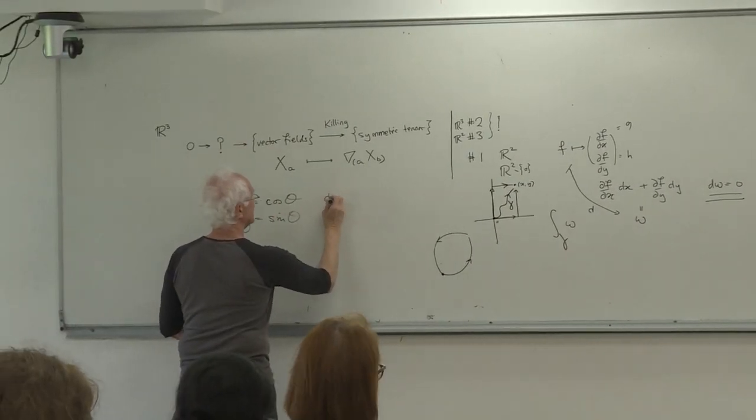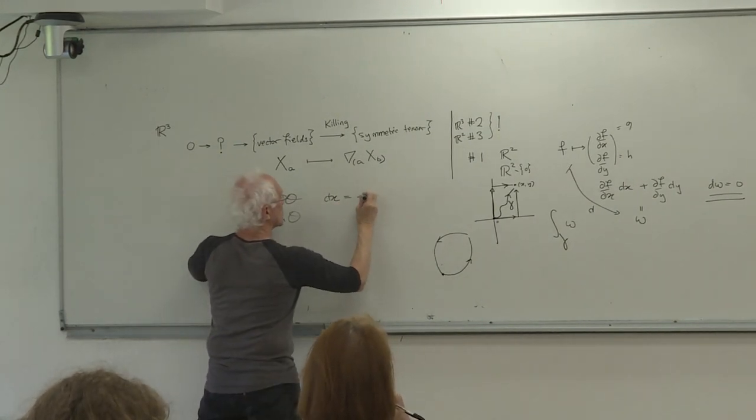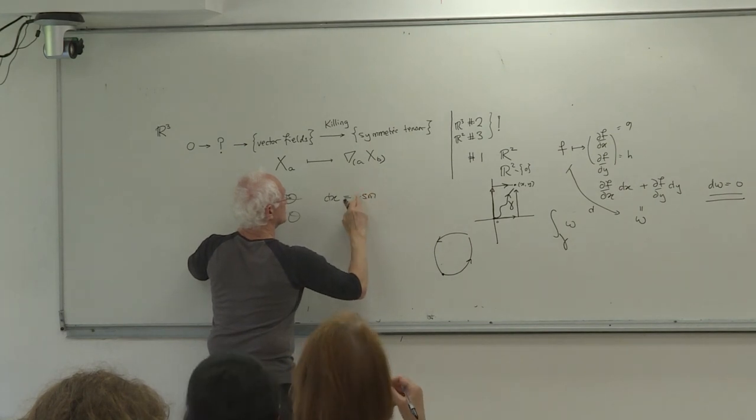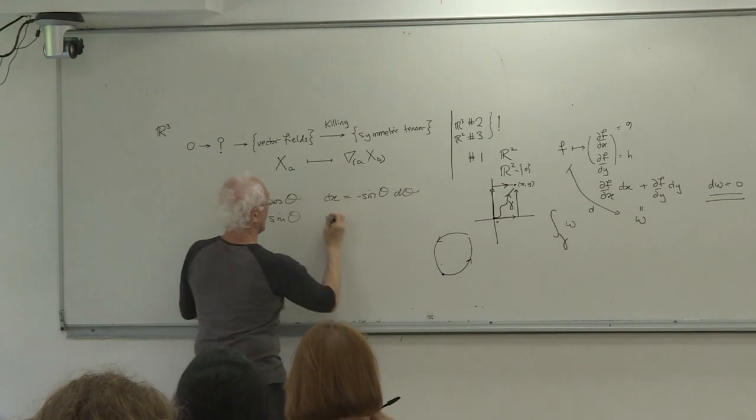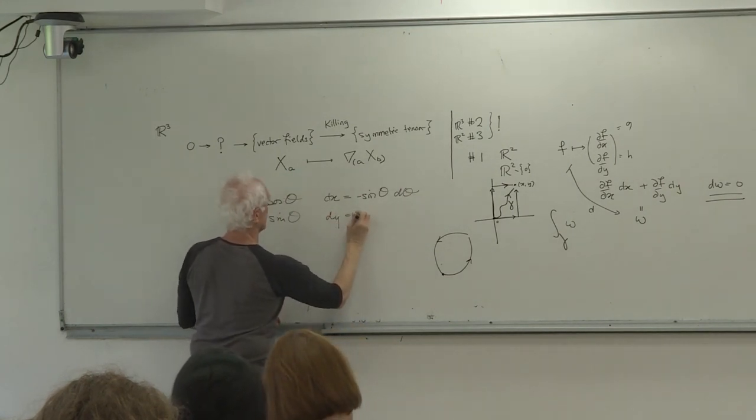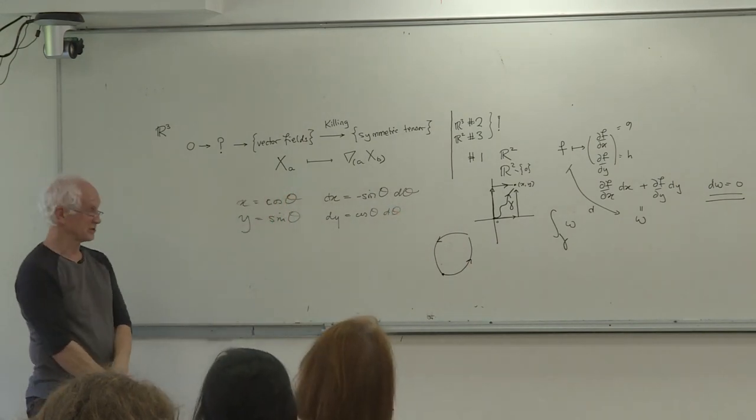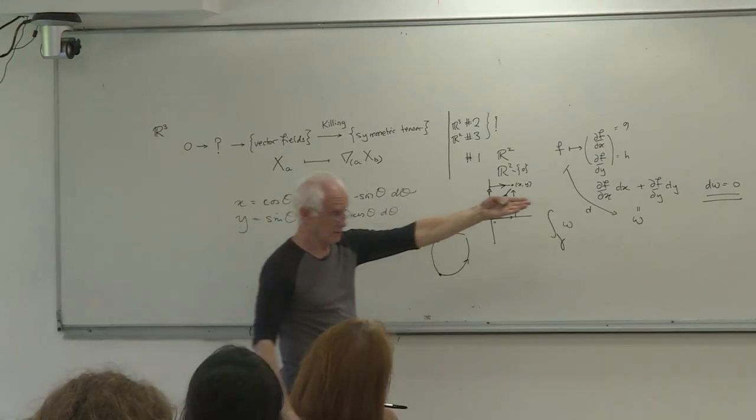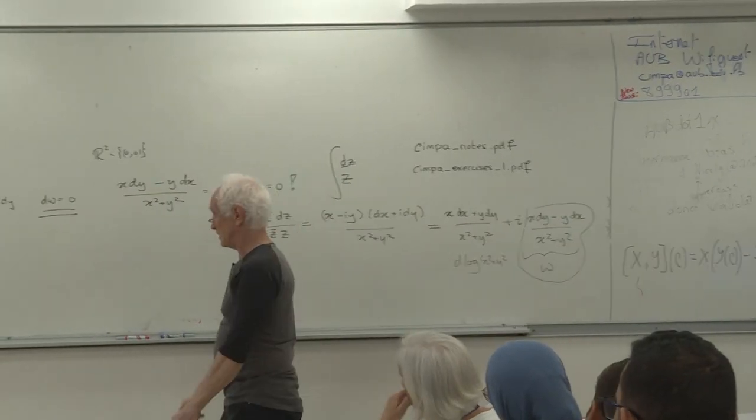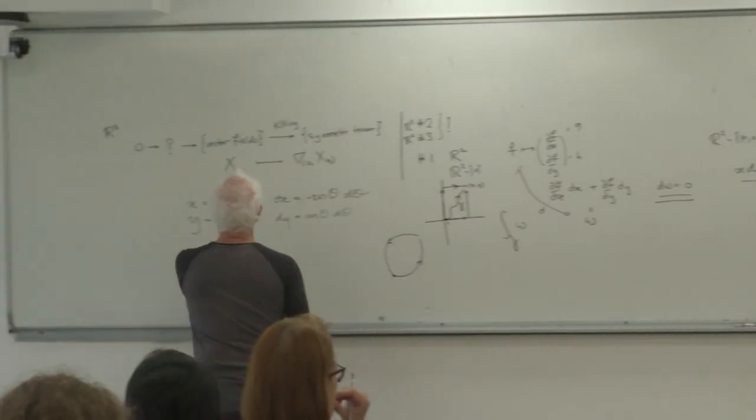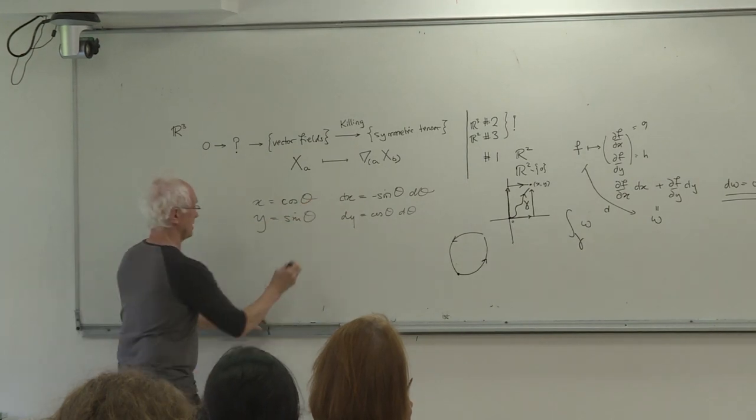You can just apply d to both sides, and you get dx is equal to derivative of cosine is minus sine d theta, and dy is equal to cosine theta d theta. And these make perfectly good sense as differential forms. And then if I compute what I have over here, so x dy minus y dx, you'll find that x dy gives you cosine squared times d theta.